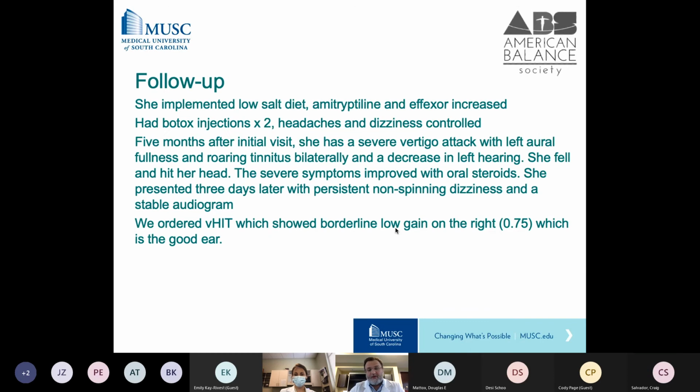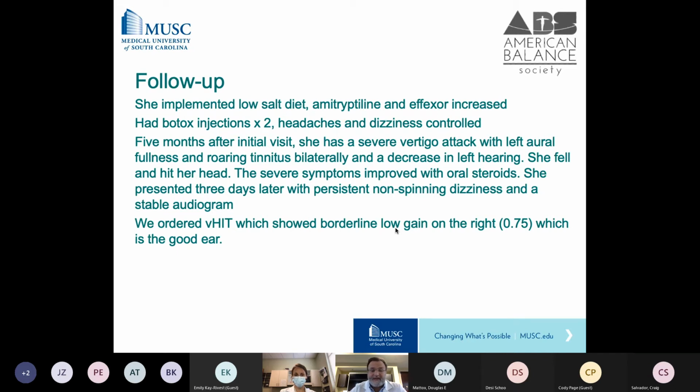So she implemented her low salt diet, amitriptyline and the dose was increased, Botox injection ×2. So for 6 months, headaches and dizziness were controlled. 5 months after initial visit, she has a severe vertigo attack with left aural fullness, roaring tinnitus on both sides, decrease in left hearing. She fell and hit her head. Severe symptoms improved with oral steroids.